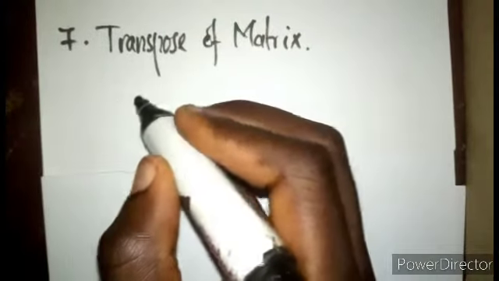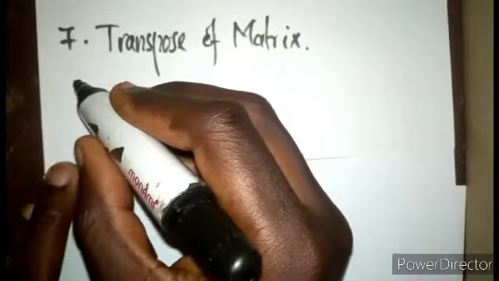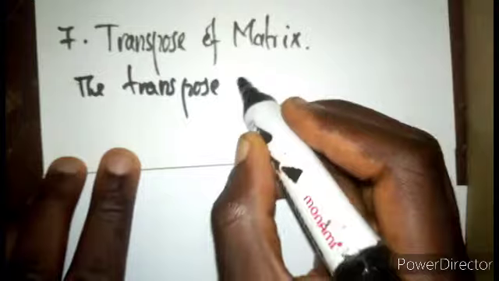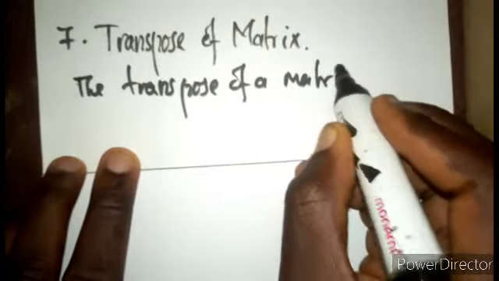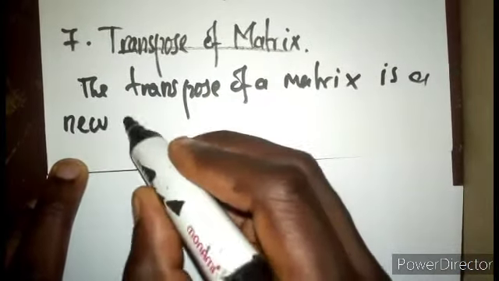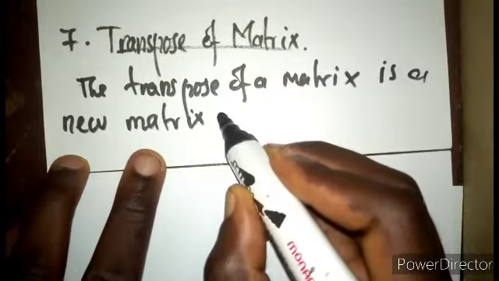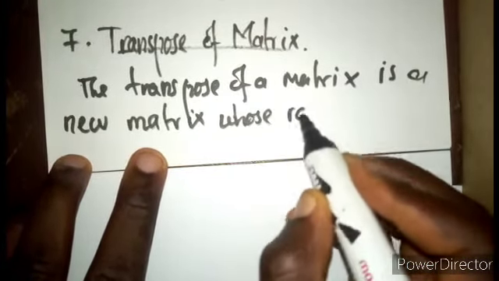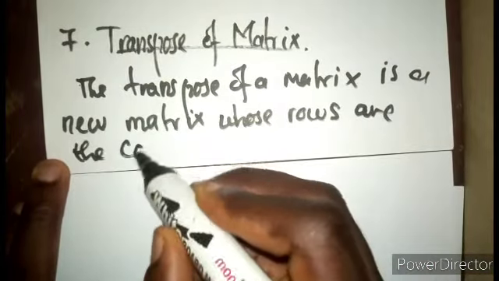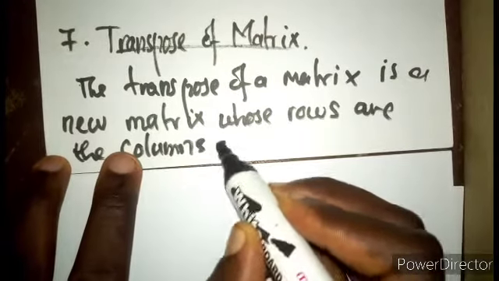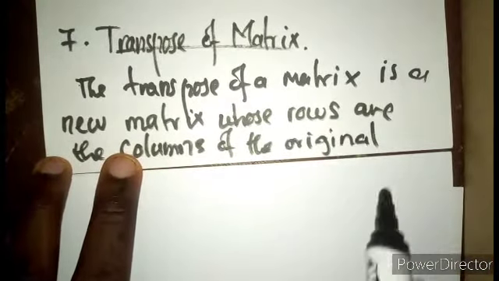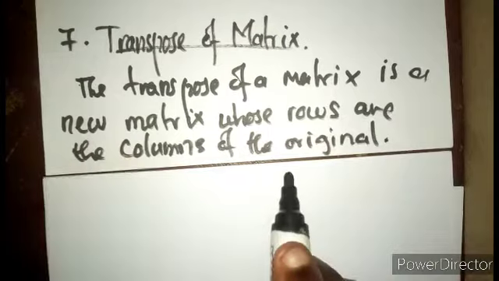Okay, the transpose of a matrix. See, the transpose of a matrix is actually a new matrix whose rows are what? Are the columns of the original matrix, or let's just say of the original.